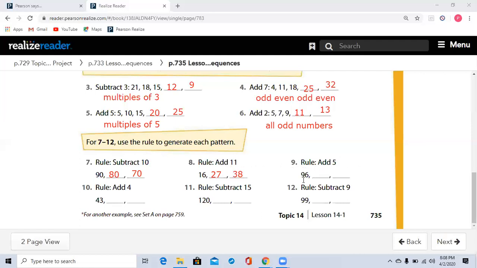We just have to add 5 by this rule. So 96 plus 5 will give me 101. Adding 5 there will be 106. The rule in question 11 is just adding 4. By adding 4 to 43, we get 47. Adding 4 to 47, we get 51.